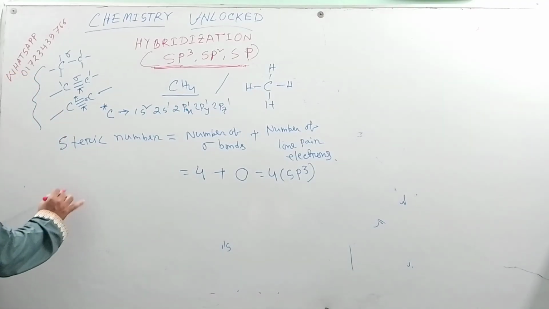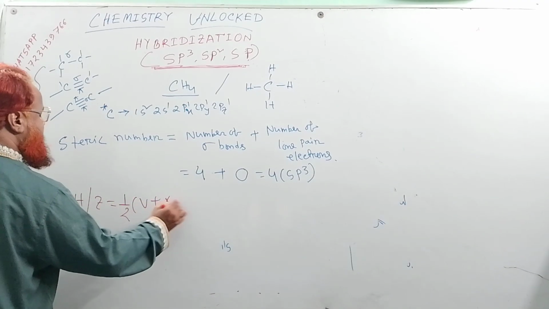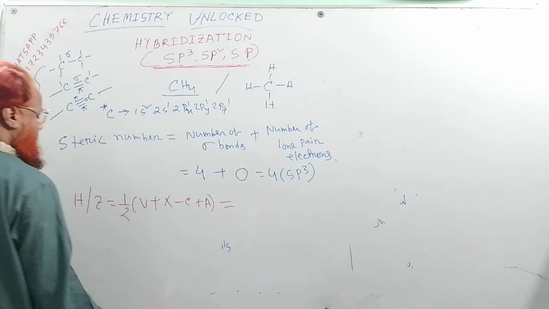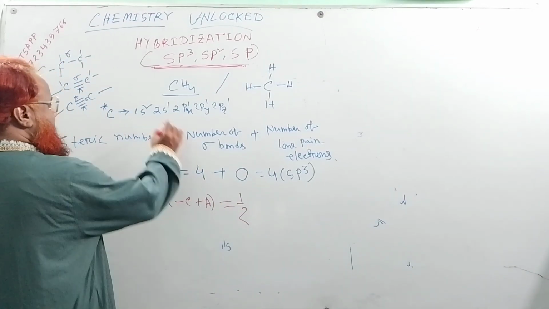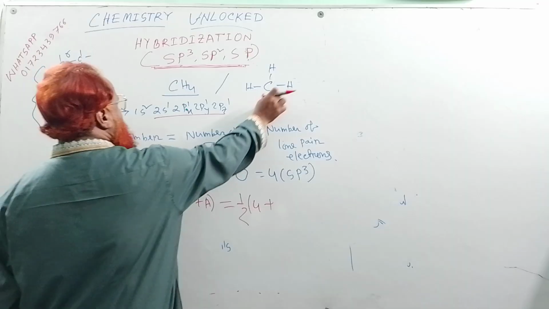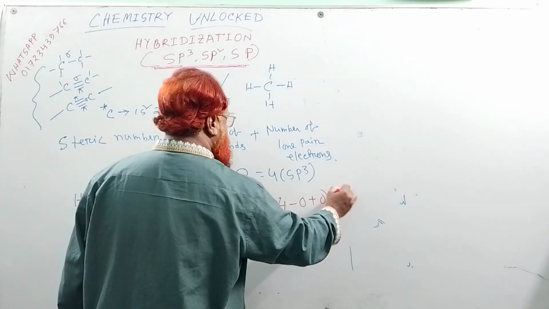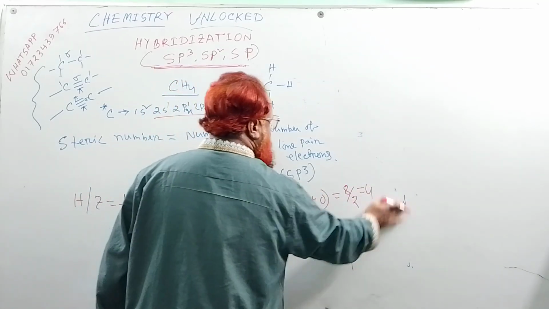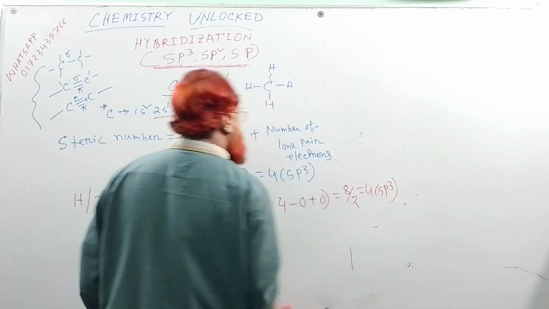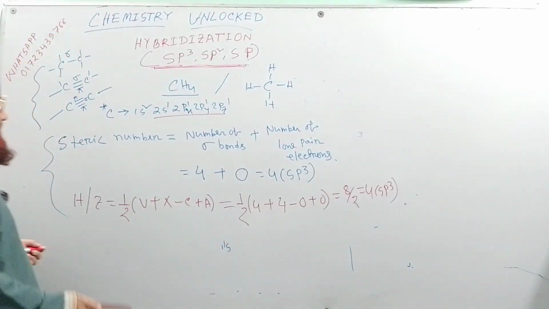Now the next formula, the value of H or Z equal to half into V plus X minus C plus A. Here valency electron of carbon is 4, so it is 4 plus number of monovalent atoms is 4, 1, 2, 3, 4. So you can write here also 4 minus 0 plus 0. So it is 8 by 2, that is 4. 4 indicates what? sp3. So from these two formulas we can say that the type of hybridization of carbon in this molecule is sp3.